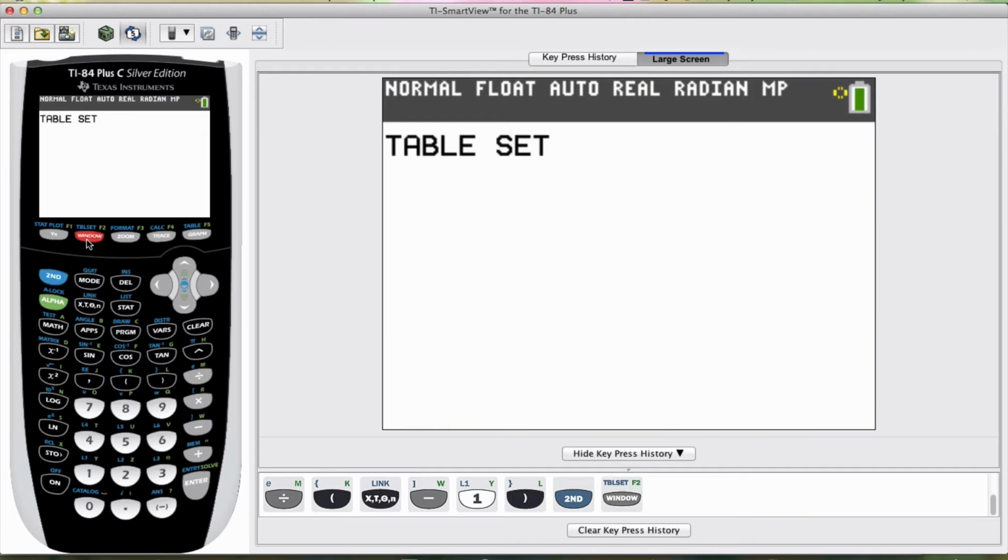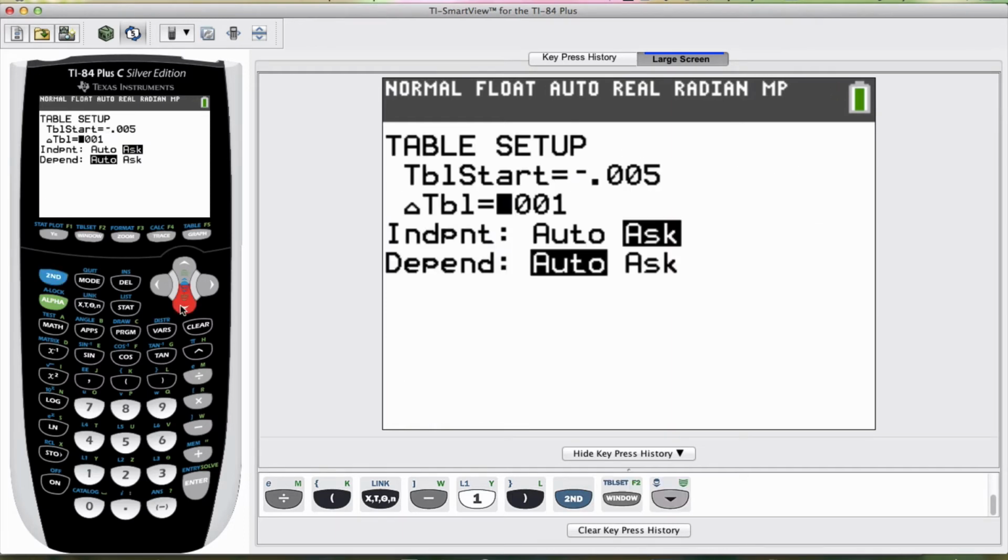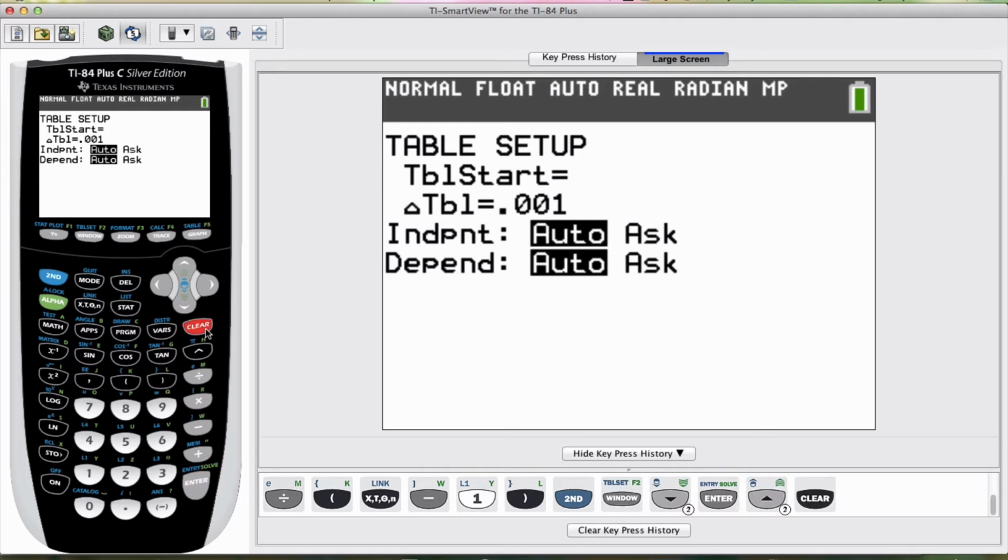So now I'm going to go ahead and go into the table setup. This time I want to be in auto. Our table start, and please write this down, our table start I always put as the x value we are approaching. So in this case, I care about what are the x values around 1.